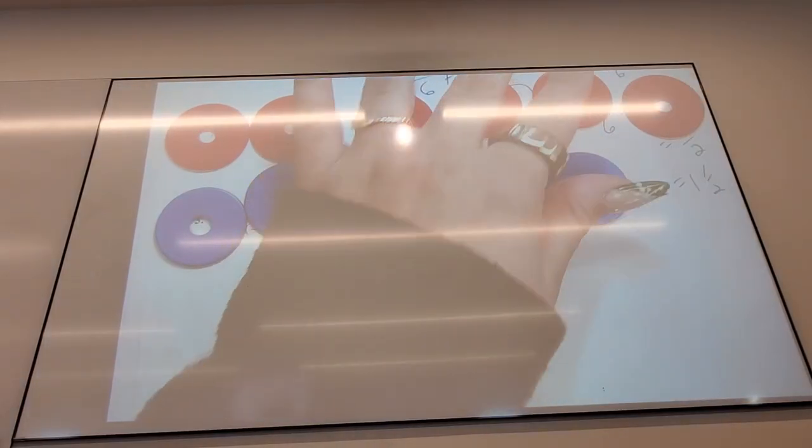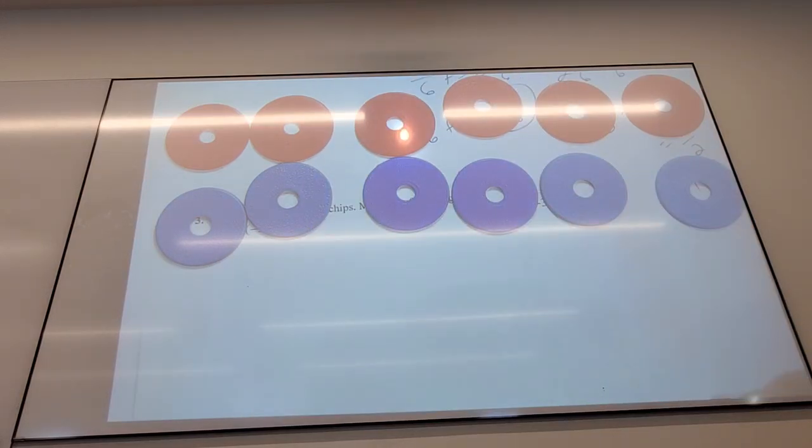By the way, those nails are nifty. Your nails are so cute. Really? Thank you guys. I did them myself.